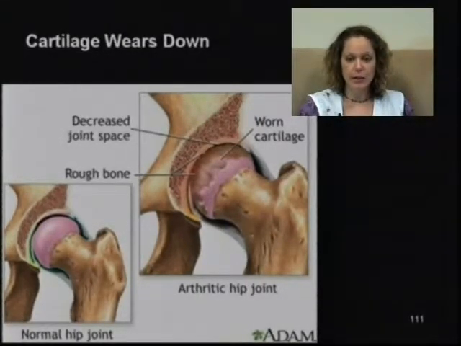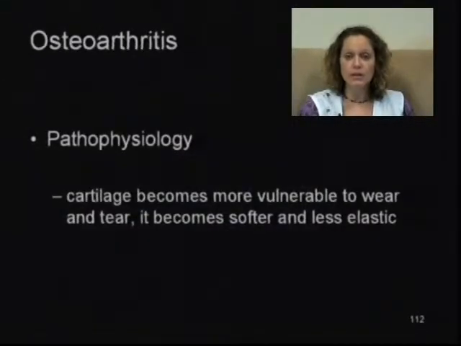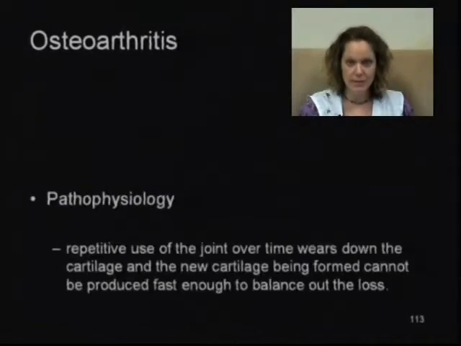Okay, so here we see a picture of a normal hip joint. We see a nice, smooth, articular surface. And then over on the other side, we see decreased joint space, and we see worn cartilage. Okay, and what happens is this cartilage becomes more vulnerable to wear and tear, and it becomes softer and less elastic. So earlier we talked about it being a firm, rubbery substance. And so now we're talking about, in the disease process of osteoarthritis, it's more vulnerable to wear and tear. It becomes softer and less elastic.